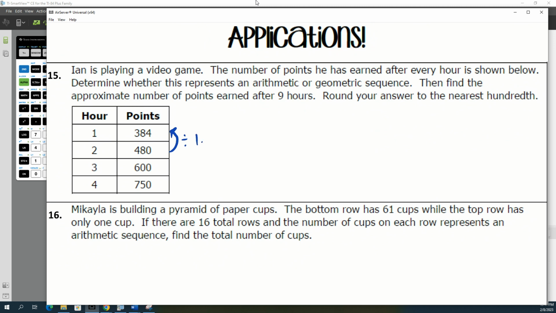Right, and that gives you 1.25. And we'll do the next one. 600 divided by 480 is also 1.25. And we can just check one more time to be sure. 750 divided by 600 is 1.25. So that means this is geometric. And it also means that R is 1.25.